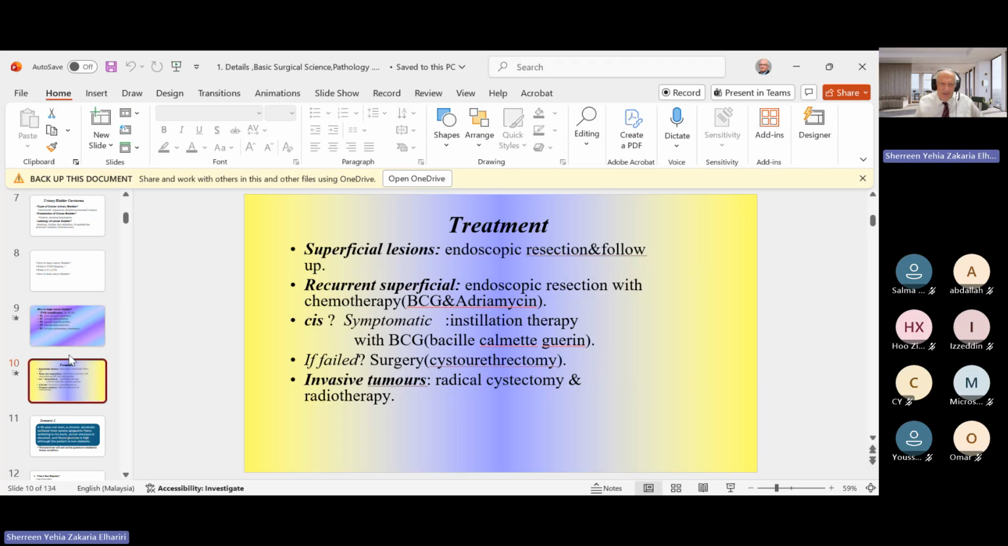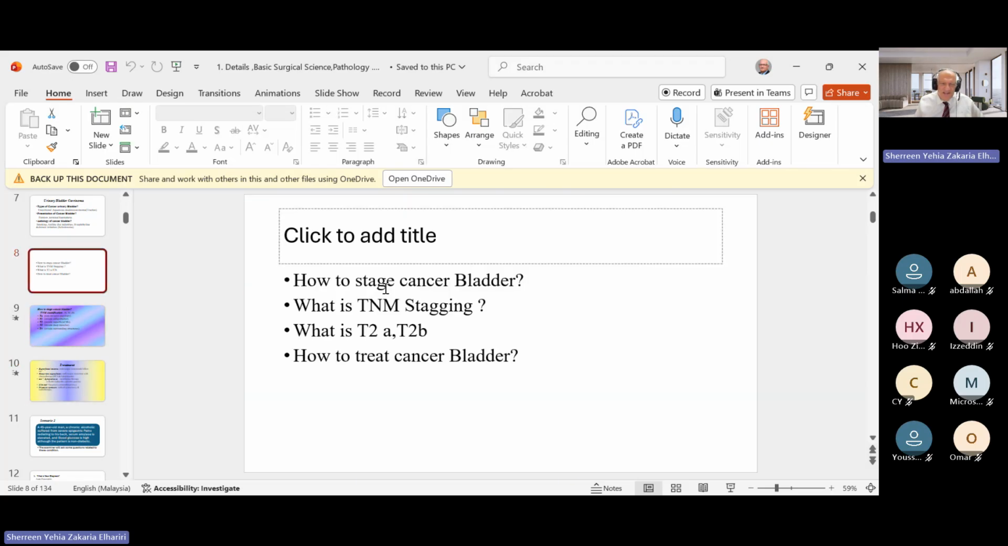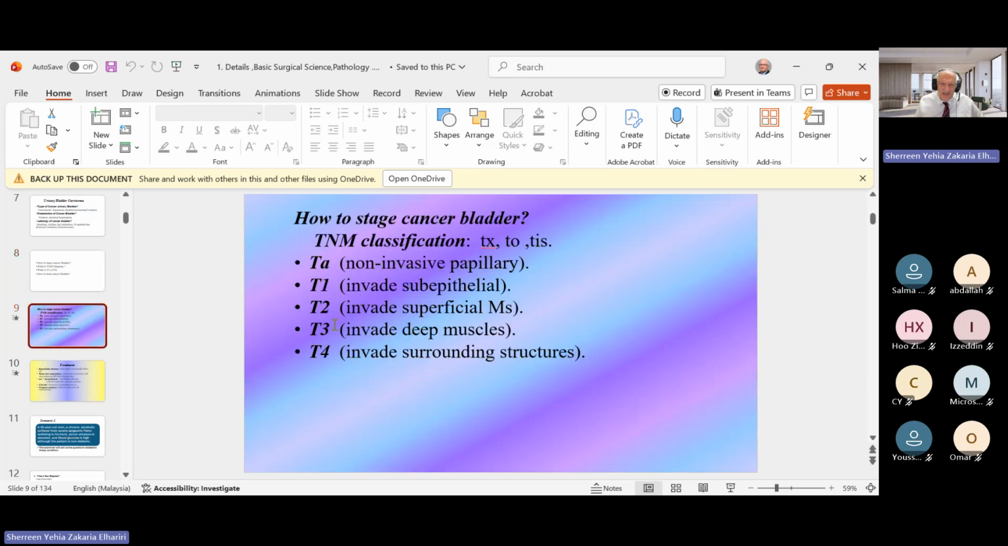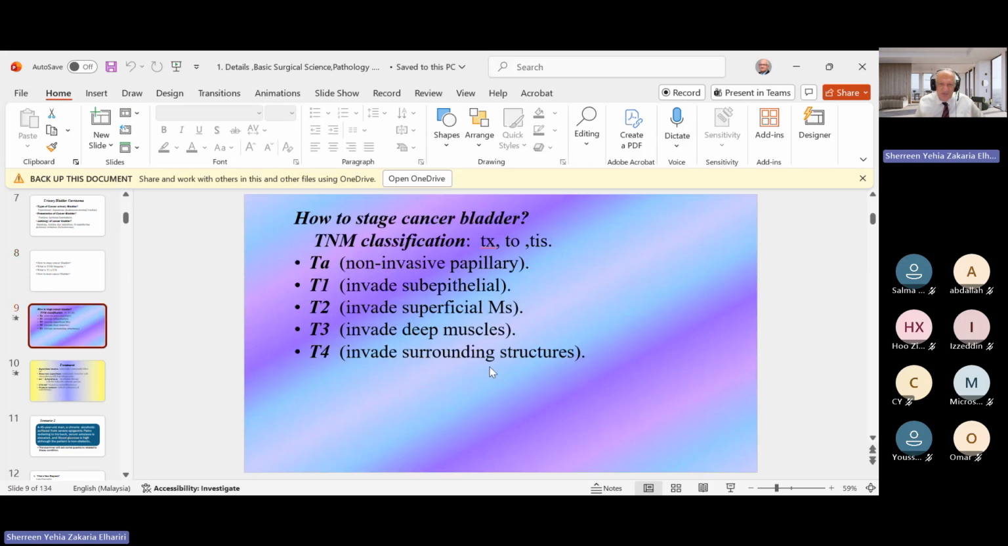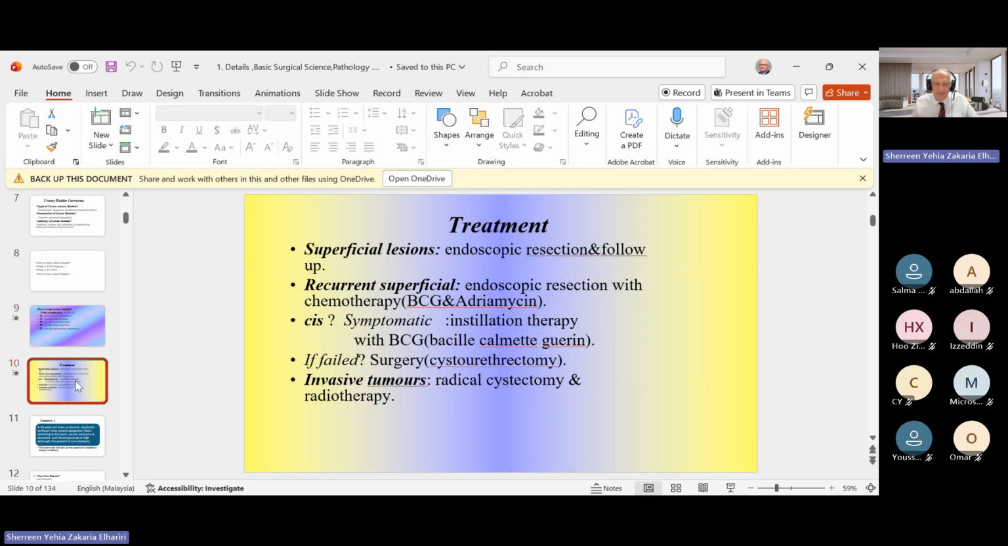Okay, you got the point? So in staging of bladder cancer, we have superficial and deep. This is the difference between T2 and T3. I know that in urology they have subdivisions like T2A and B, but it is not important to us. It means superficial and deep. The treatment is excision if it is superficial, followed by local chemo and local immunostimulant. If it is deep or recurrent, you need to remove the organ.